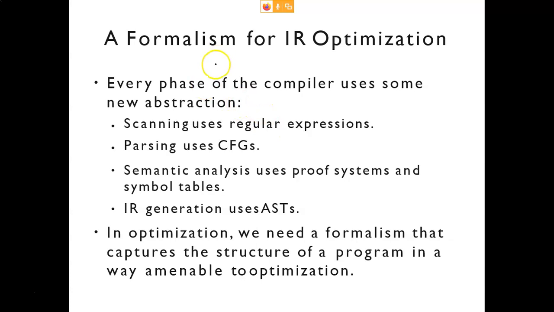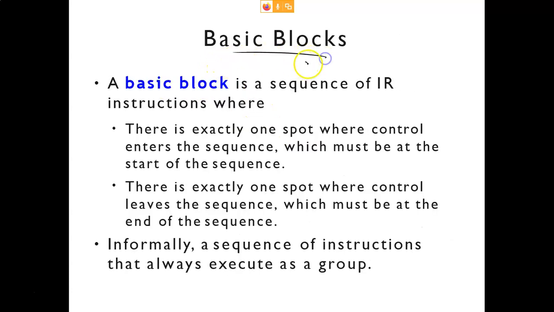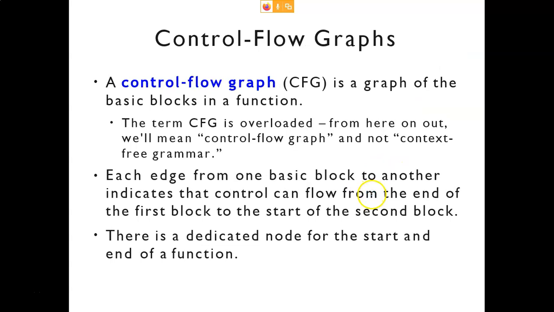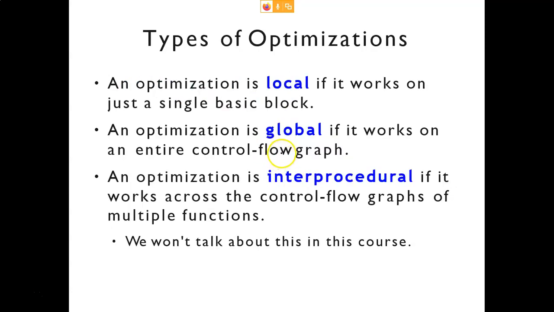Now, these basic blocks we have already seen. What is a basic block? This you already know: a sequence of instructions that should execute atomically. Basic block means you have a sequence of instructions that will execute atomically, in a group. All these things we have already seen. The control flow graph, this also we have already seen.